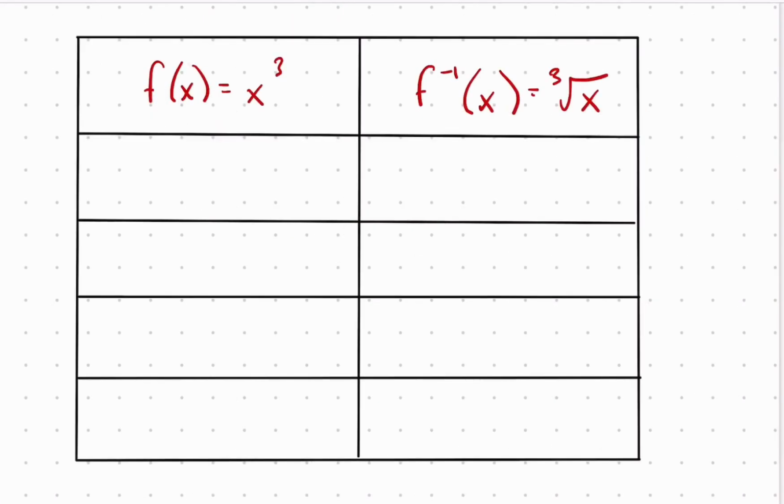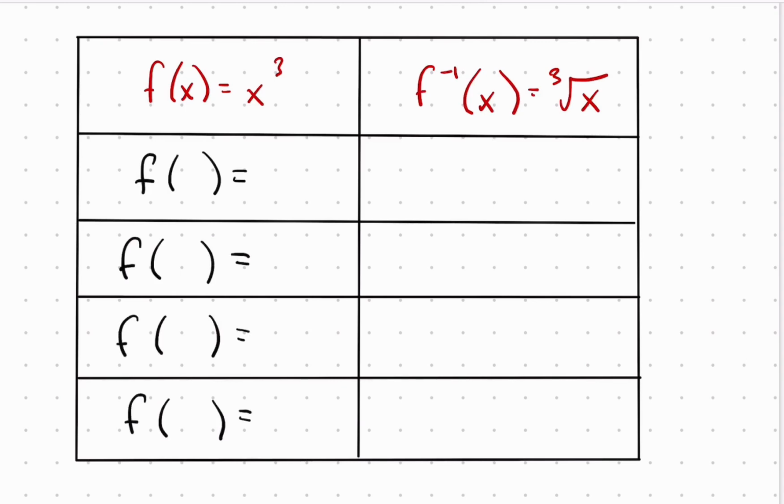Let's do an investigation of how answers of a function relate to the answers of the inverse function. Let's find the answers for f of x whenever x is equal to 1, 2, 3, and 4. F of 1 would just be 1 cubed. 1 cubed is equal to 1. F of 2 is 2 cubed. 2 cubed is equal to 8. And then f of 3 would be 27. F of 4 would be 64.